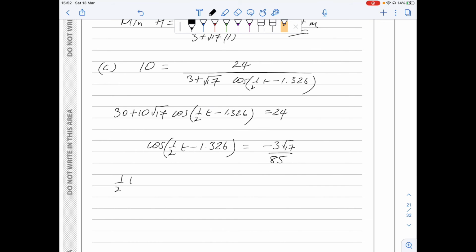So 1 over 2 t minus 1.326 equals the inverse cos of this number, which comes out to be 1.7168. And if I rearrange to get t on its own, I will get 6.09.